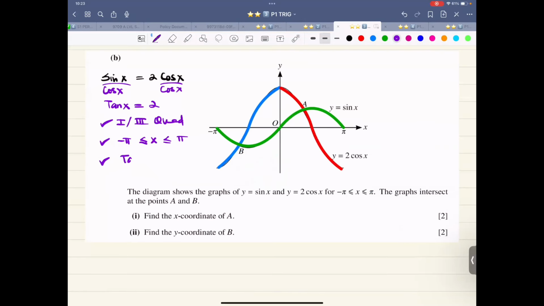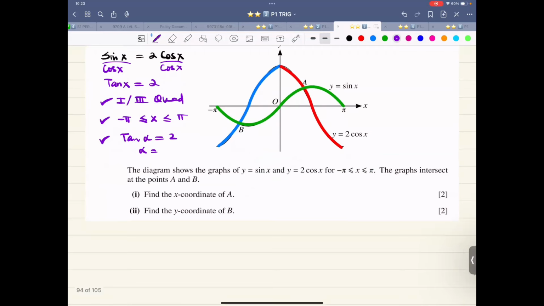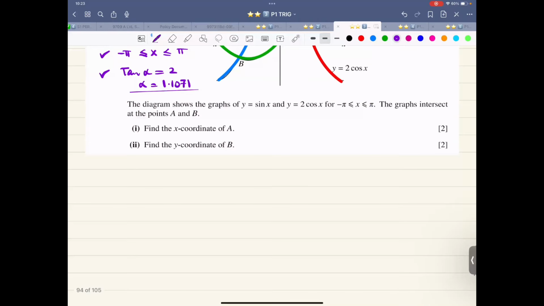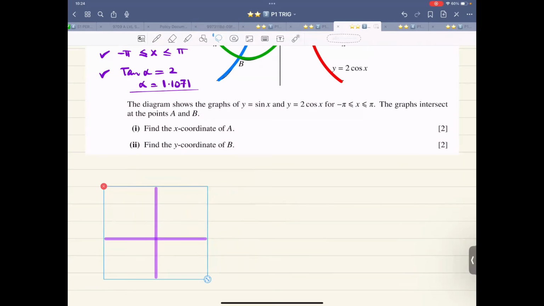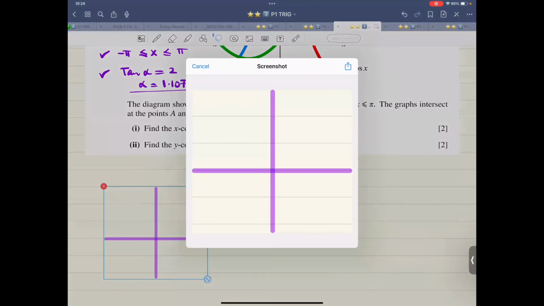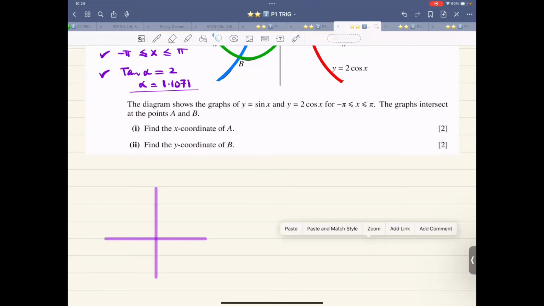Basic angle, tangent of alpha is 2, alpha is. So now you have to be in the radian mode. And tan inverse of 2 comes out to be 1.1071. 1.1071, that is the value of alpha. Now, divide this into two parts, that grid thing.